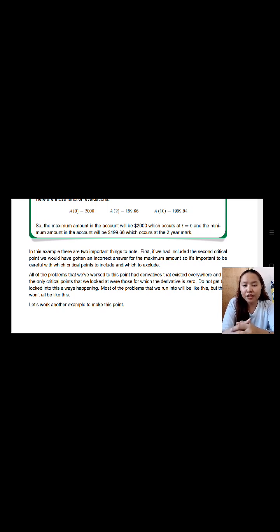In this example, there are two important things to note. First, if we had included a second critical point, we would have gotten an incorrect answer for the maximum amount, so it's important to be careful with which critical points to include and which to exclude. All of the problems that we've worked to this point had derivatives that existed everywhere, and so the only critical points that we looked at were those for which the derivative is 0. Do not get too locked into this always happening. Most of the problems that we run into will be like this, but they won't all be like this.